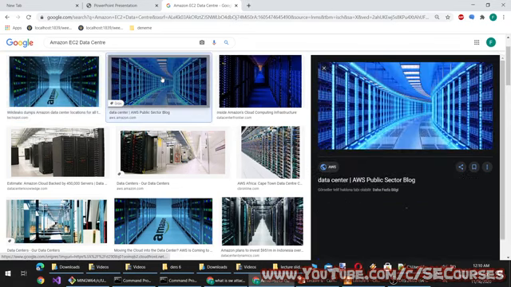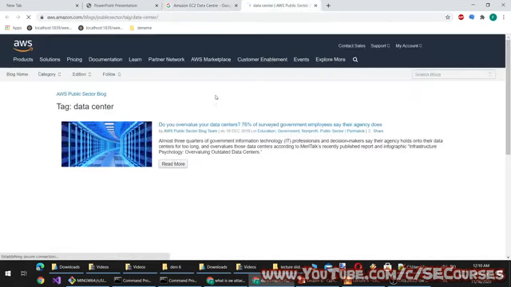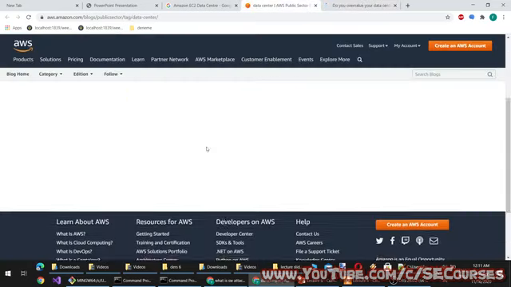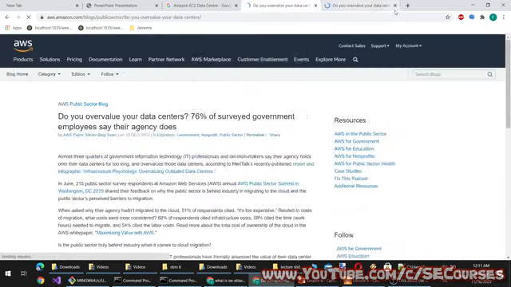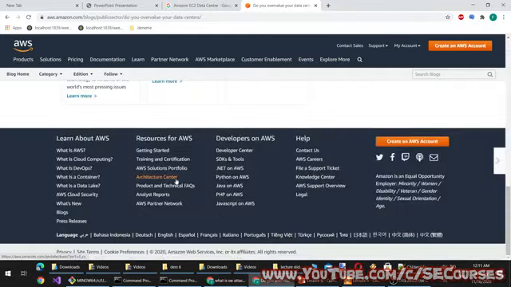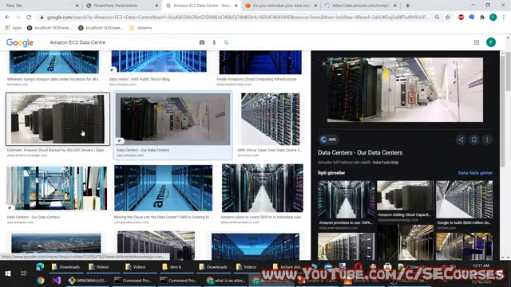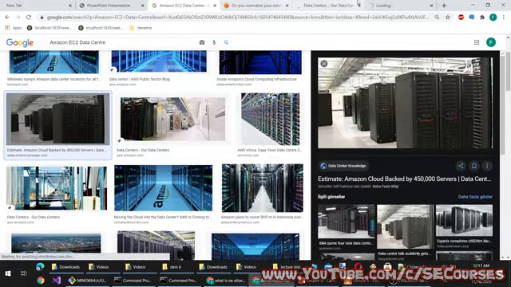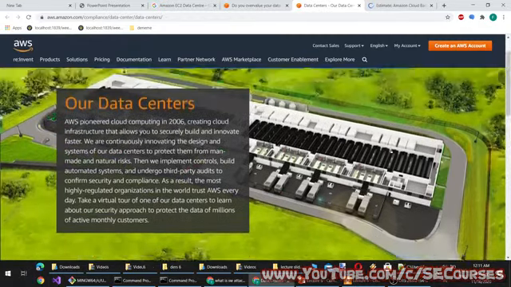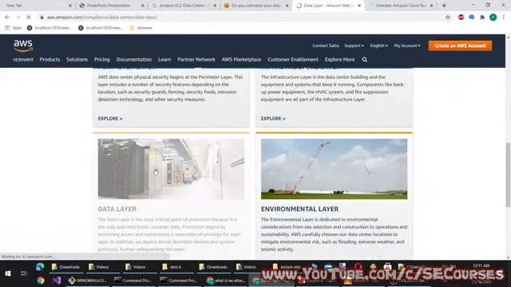Not this one. You see how big the data center is. Okay, there is read more. This is a computer graphic of the data center, but it is probably like this.